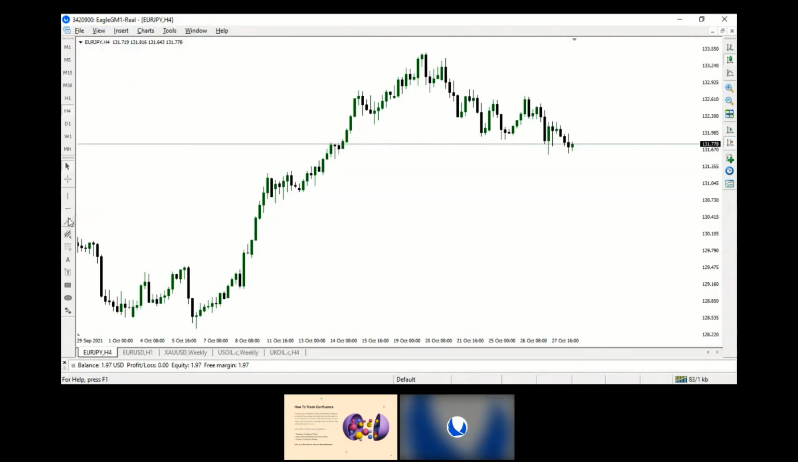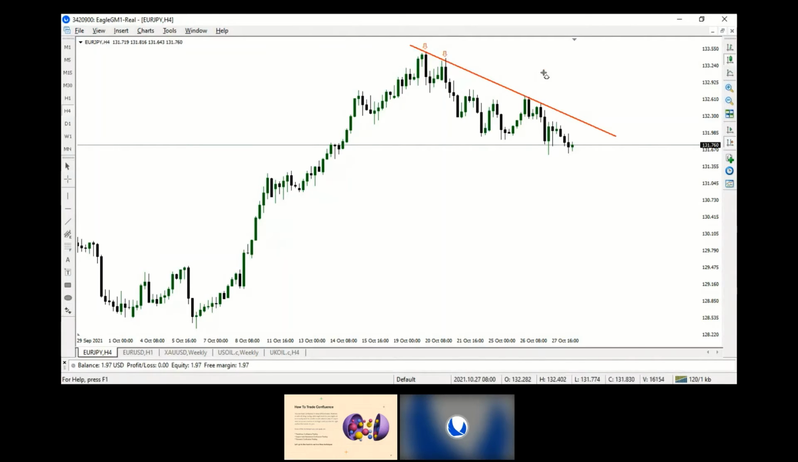Now look at this. This is ERGPY. What do we have right here? You can see how nicely every time price came into the trend line, price went down. This is price and trend line confluence.